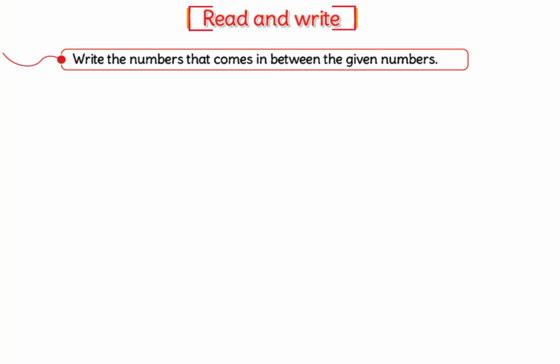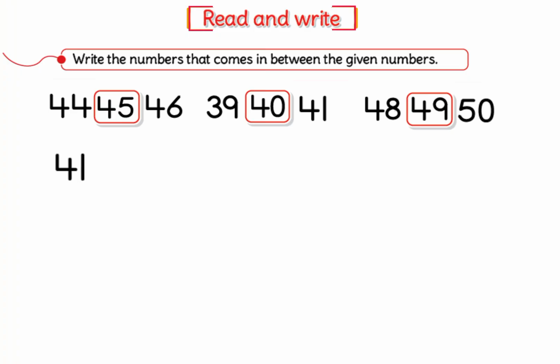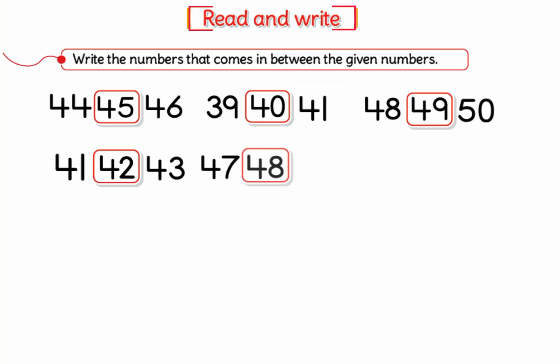Write the numbers that come in between the given numbers. 44, 45, 46, 39, 40, 41, 48, 49, 50, 41, 42, 43, 47, 48, 49, 43, 44, 45.